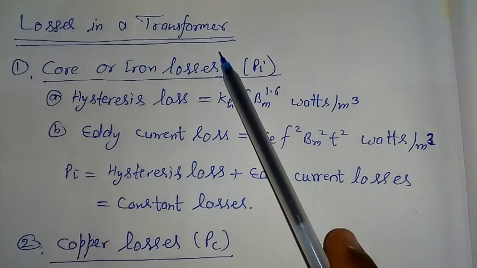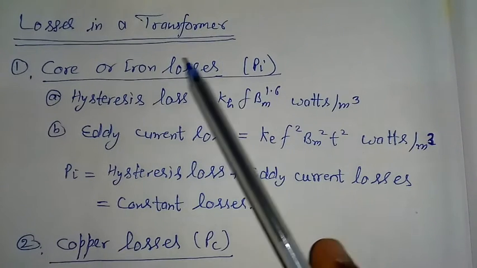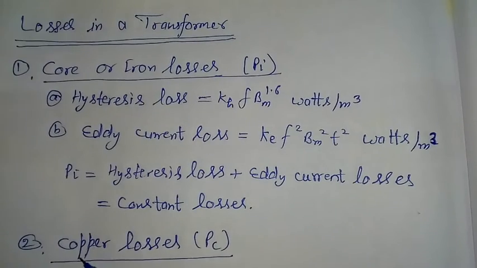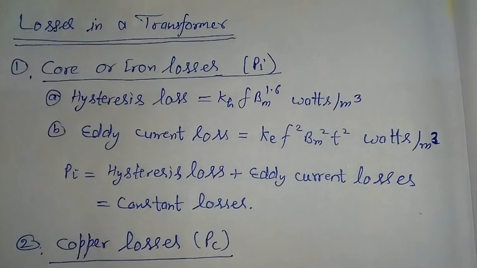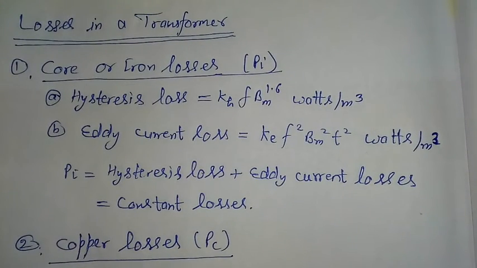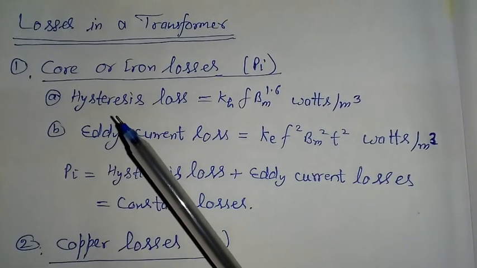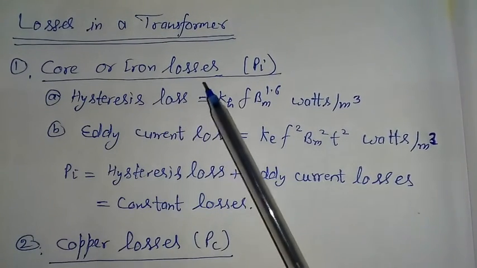There are four types of losses in a transformer. One is the core loss, that is called the iron loss. Second is the copper loss. Third is the dielectric loss, and fourth is the steel loss. So first of all I will discuss the core loss or iron loss.